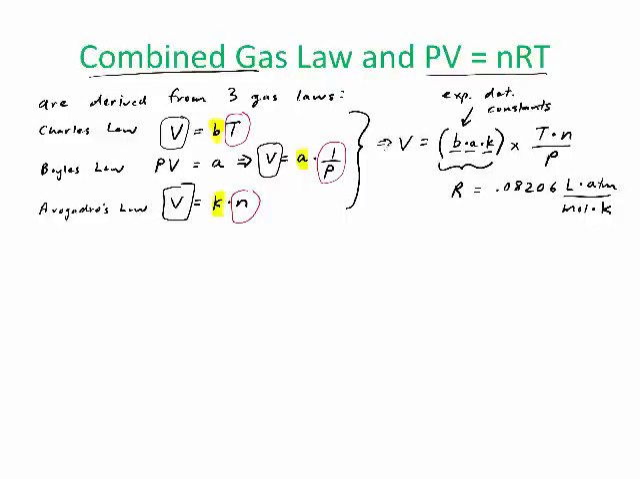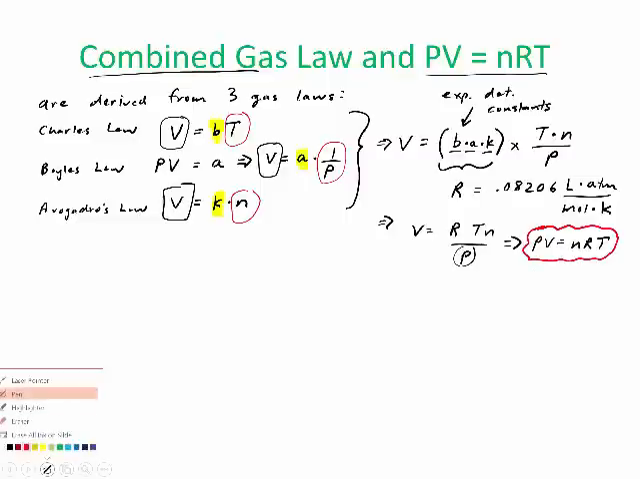So if I clean this up a bit, then I get V equals R times T times n over P. And if I clean this up a little more and move the P over, I get PV equals nRT. Okay, and I get our familiar ideal gas equation. We'll go over when to use it in a couple slides from now.